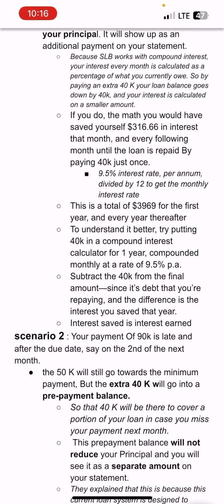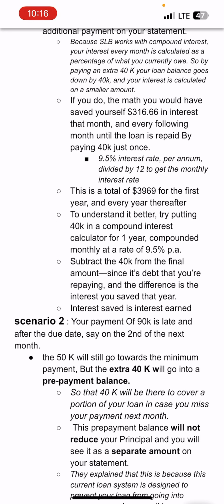Cool. So that $40,000 reduces your principal by 40k, and that's actually a really good investment if you like to think about paying down debt as an investment, because you would have gotten $316 in interest that month if you had not paid that $40,000. That's how much interest you would have gained on that 40k. And in the next month, you'd have gained a next set of interest on that 40k. And in the next month, a next set of interest. And you'd have been getting interest on the interest. So you'd have been paying interest on top of the interest that you're paying for each month that you had not paid that extra 40k. So you're saving yourself a good amount of money. In this scenario, it works out to about $3,969 for 1 year.